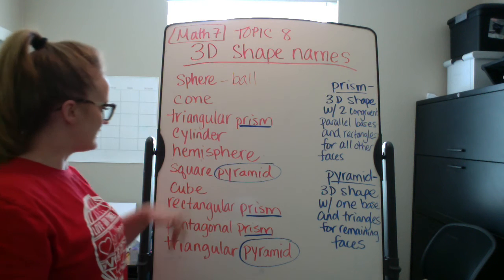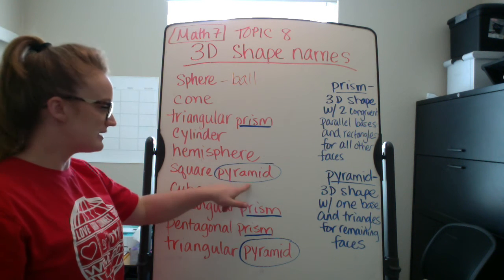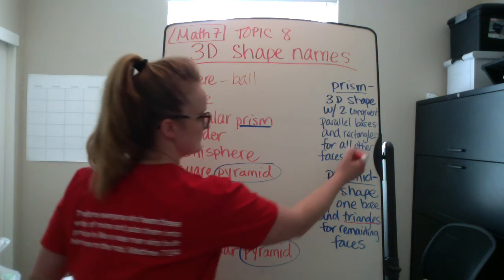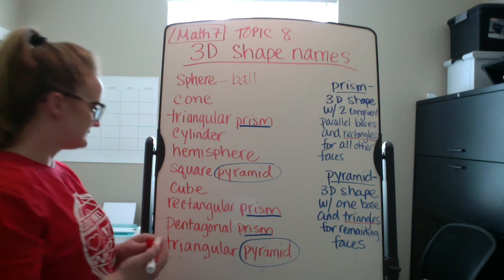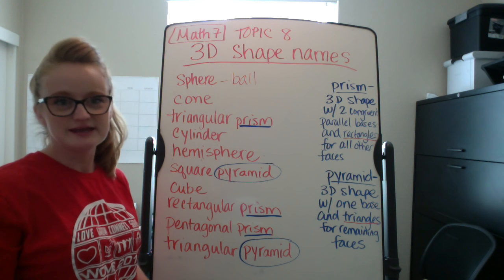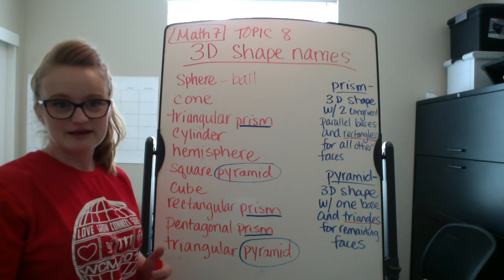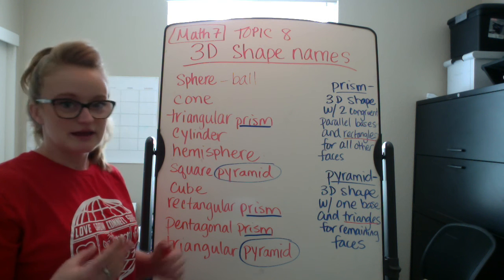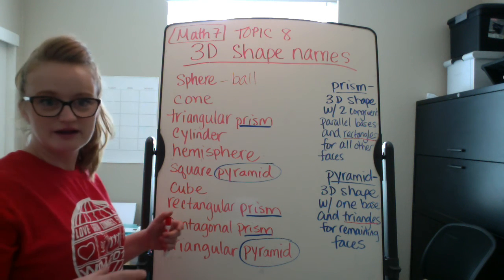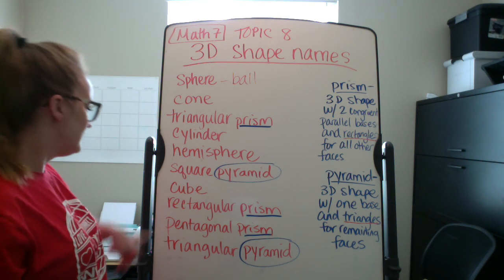Square pyramid, again, a square base. That means it has a square base, but because it's a pyramid, it has triangles for all the remaining faces. A cube, we talked about why that's special, right? All the same dimensions. Looks like a box, but it has to have all the same 3 dimensions in order to be a perfect cube and have perfect square faces, right? It has 6 perfect square faces. That's what makes a cube.